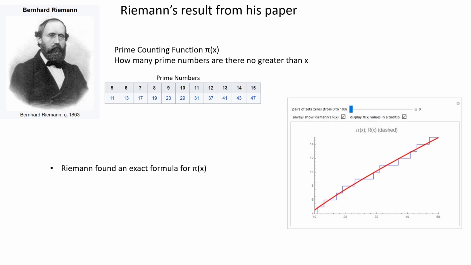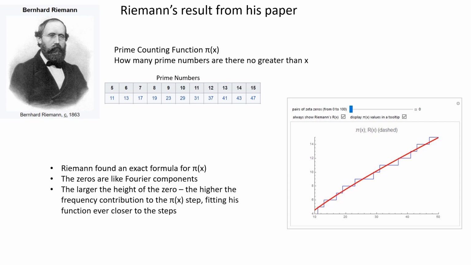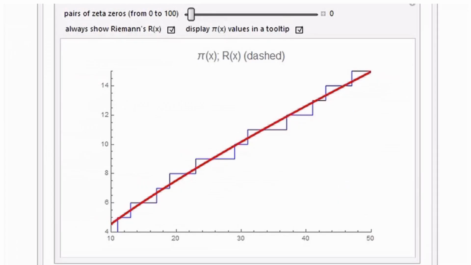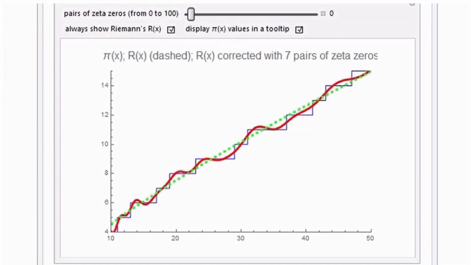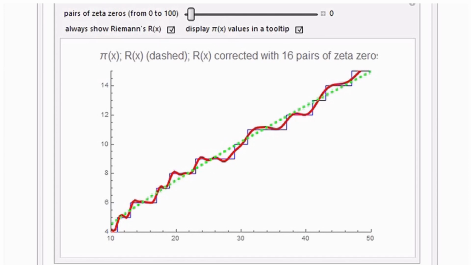The zeros are like Fourier components. The larger the height of the zero, the higher the frequency contribution to the pi x step, fitting his function ever closer to the steps. This shows how the zeros fit pi x, with increasing number of zeros up to 100 here. You can see the actual step is fitted by the red curve, which is his exact formula.